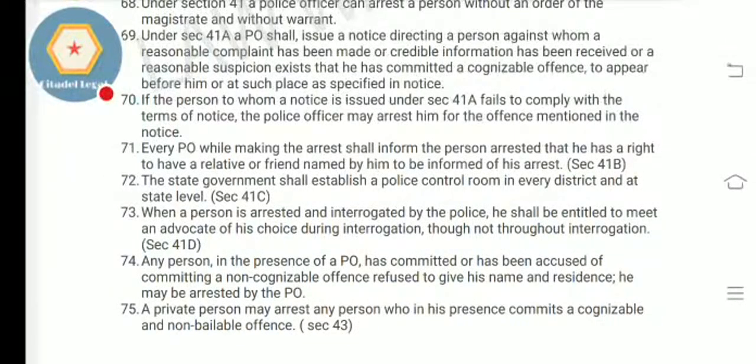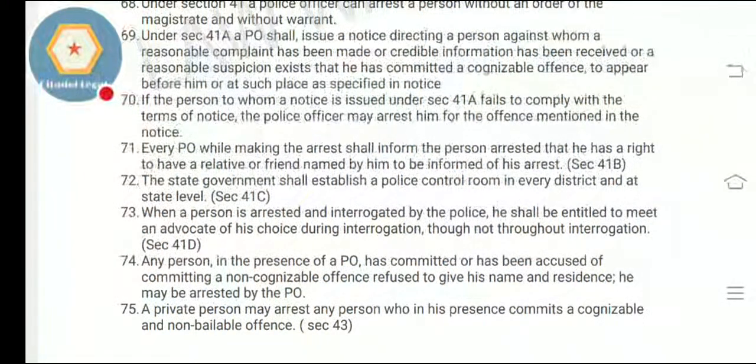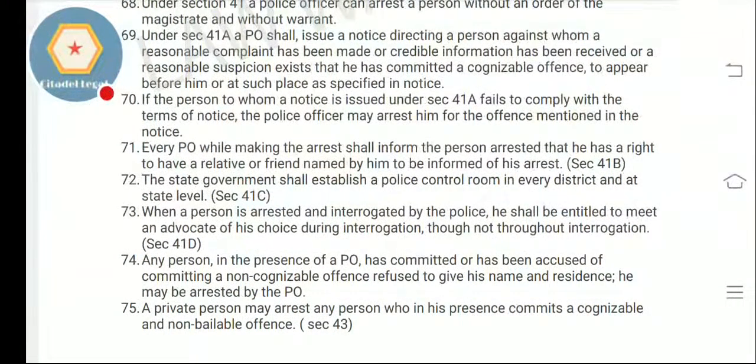So if a person is arrested and interrogated by the police authorities in the lockup or the police station, in such a case he has a right to meet an advocate of his choice during interrogation. For example, if that person has been given custody of 7 days by the court to the police authorities, then within the 7 days many a time his advocate can meet his client, but not throughout the investigation. It means when the police is interrogating the accused person, at that very moment the lawyer cannot be present.